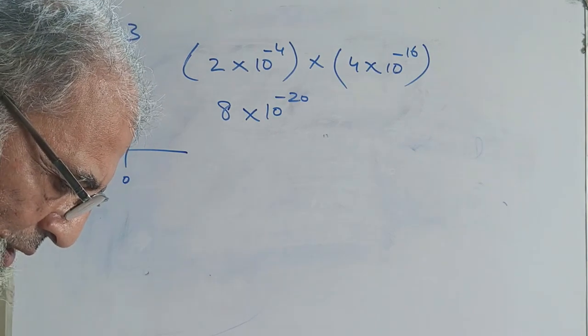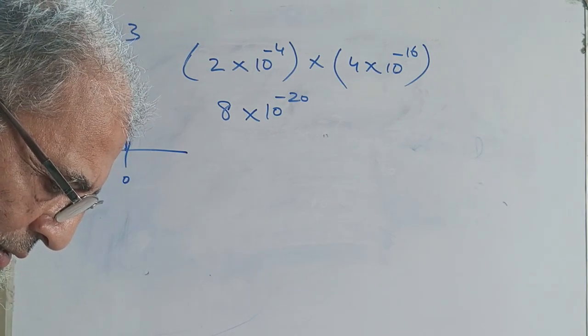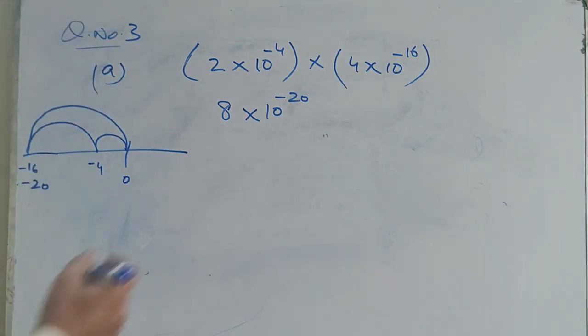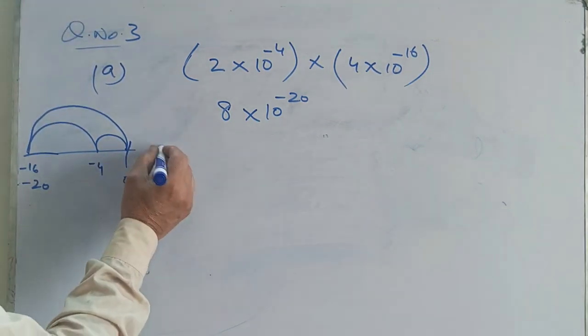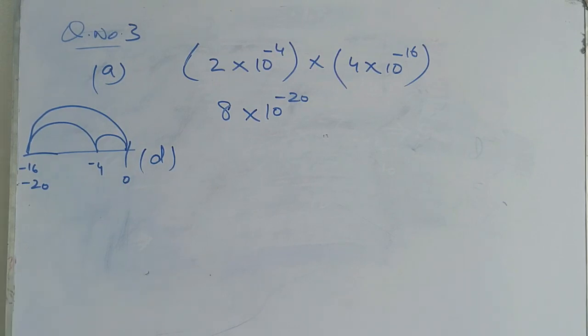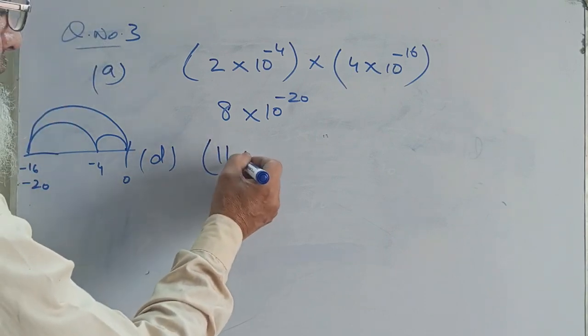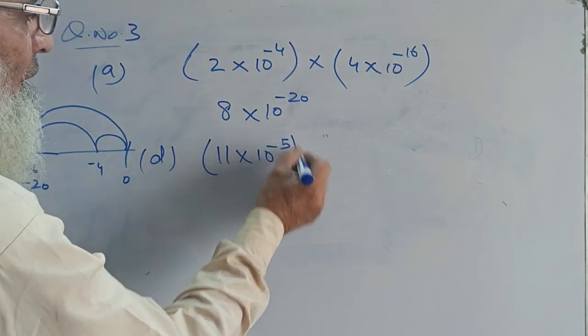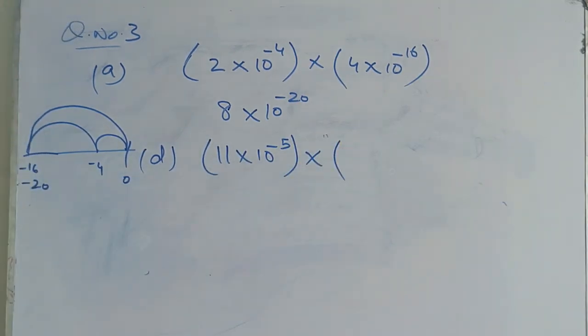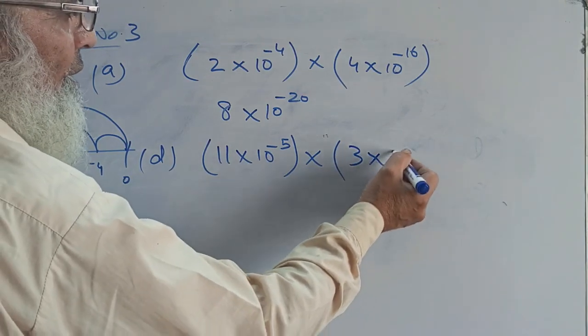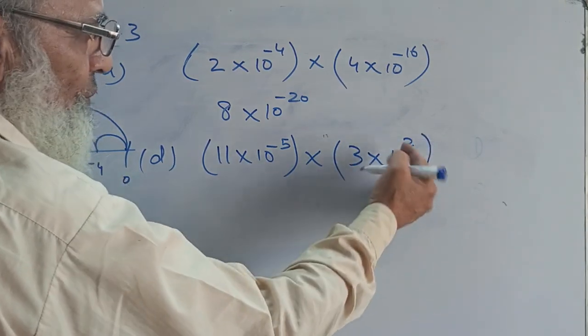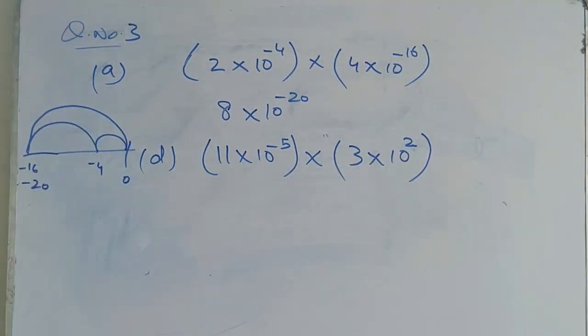B is the same, C is the same. Now part D states 11 into 10 raised to power minus 5, multiplied by 3 into 10 raised to power 2. Now you see that this is negative 5 and this is positive 2.